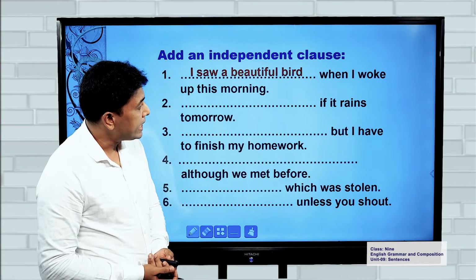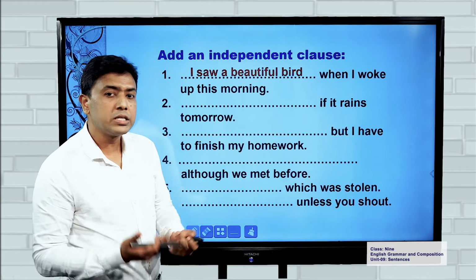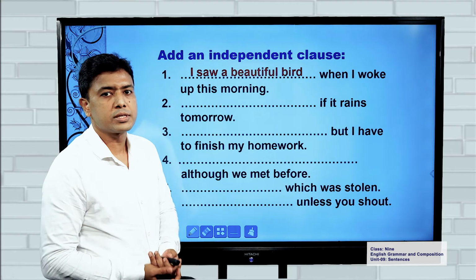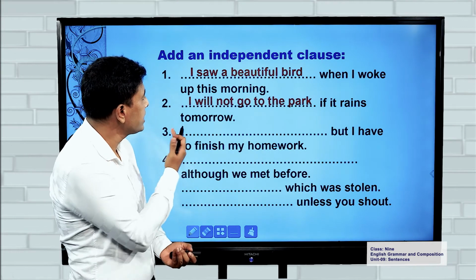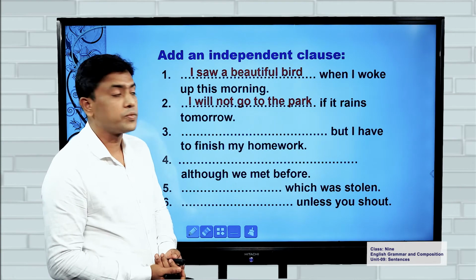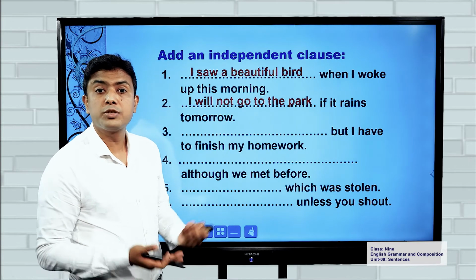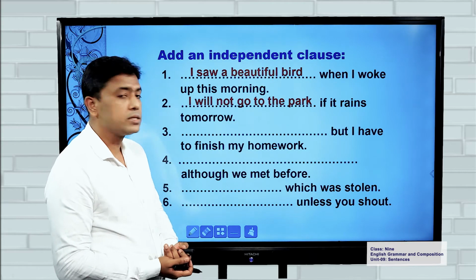Second one, gap, if it rains tomorrow. So it is a kind of negative connotation. Maybe I won't be able to do something. So in that case, we can fill up the gap by writing, I will not go to the park if it rains tomorrow. You can also write, I won't be able to play the game with you. I won't be able to join you if it rains tomorrow.